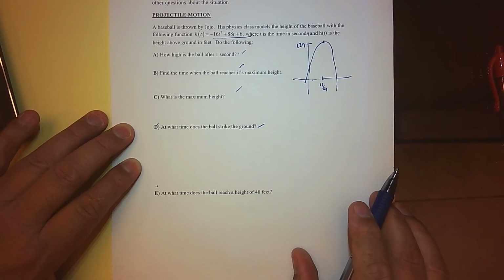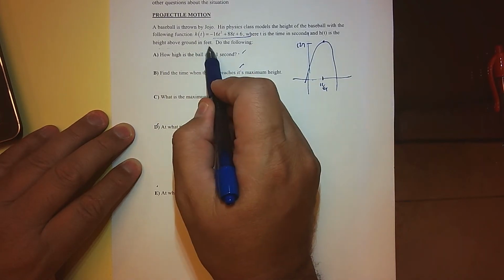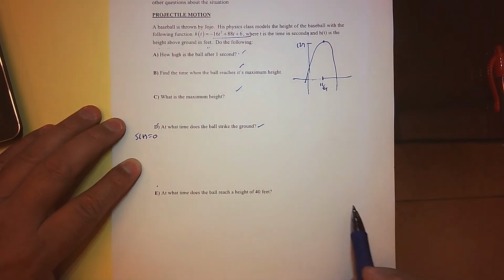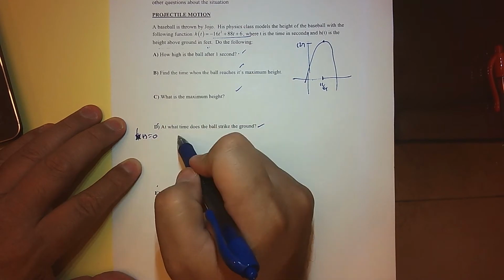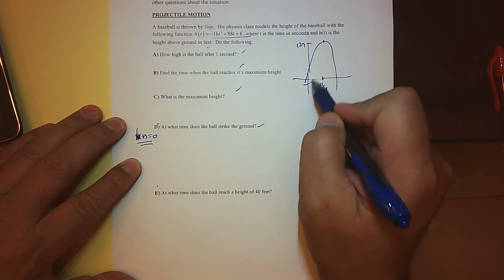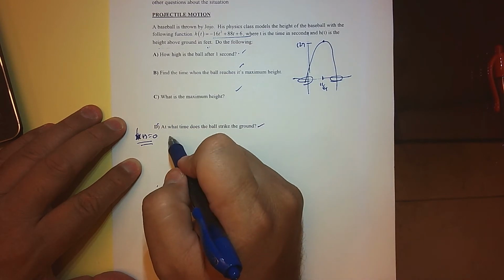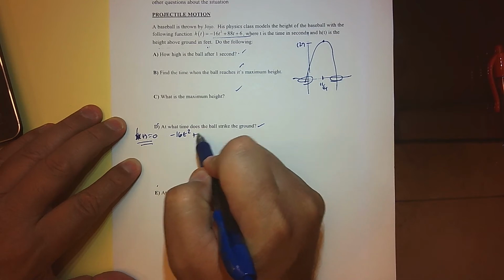So for striking the ground, that essentially means that my height above the ground is 0. So we basically have S of t, or h of t, equal to 0. And so we're essentially looking for the x-intercepts, right? Where does this cross the x-axis? So we know how to do that. We'll set the equation equal to 0.